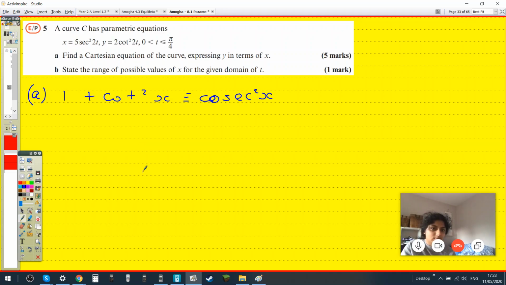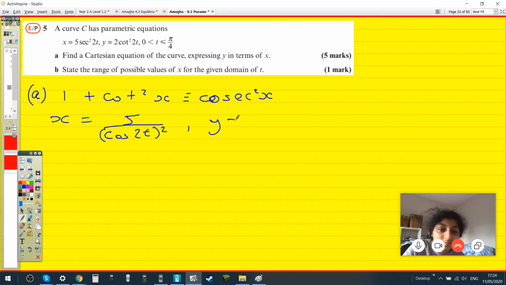So what do we do here? I don't know. Let me see. They're both 2t, so there's probably a double angle formula. Yeah, I don't know what it would be, but let's see. Sec squared is 1 over cos squared, so that's going to be 5 over cos squared 2t. Cos 2t can be written a few different ways.